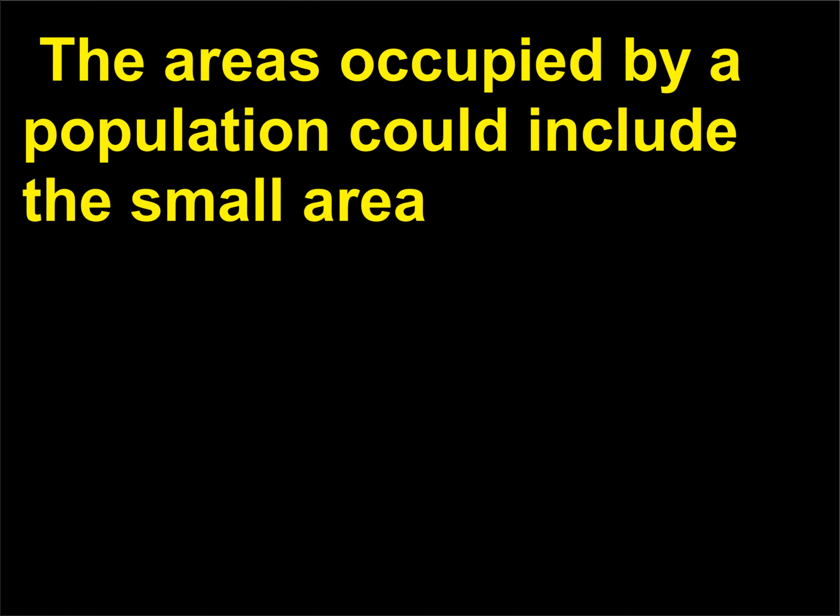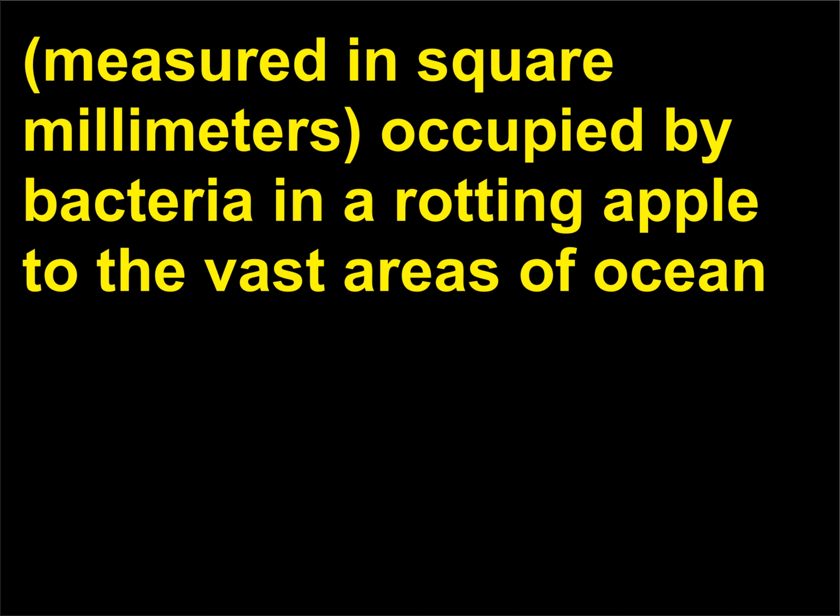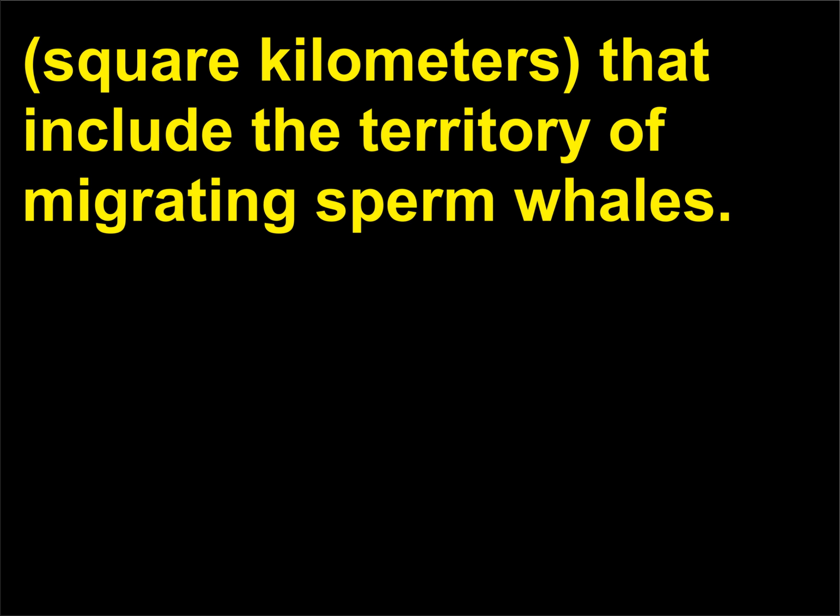The areas occupied by a population could include the small area, measured in square millimeters, occupied by bacteria in a rotting apple to the vast areas of ocean, square kilometers, that include the territory of migrating sperm whales.